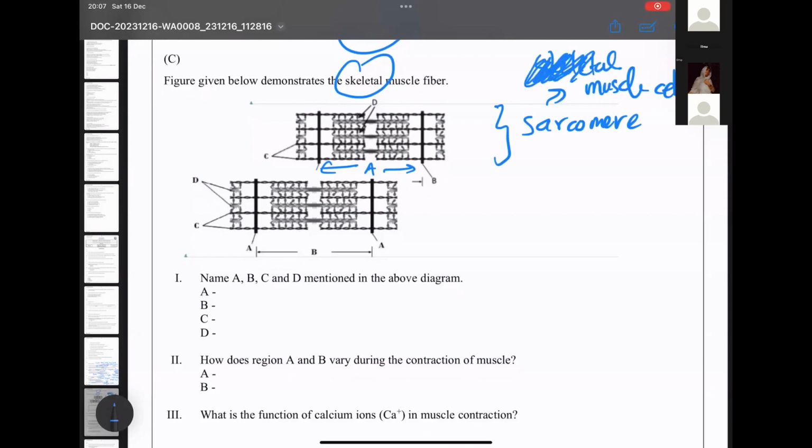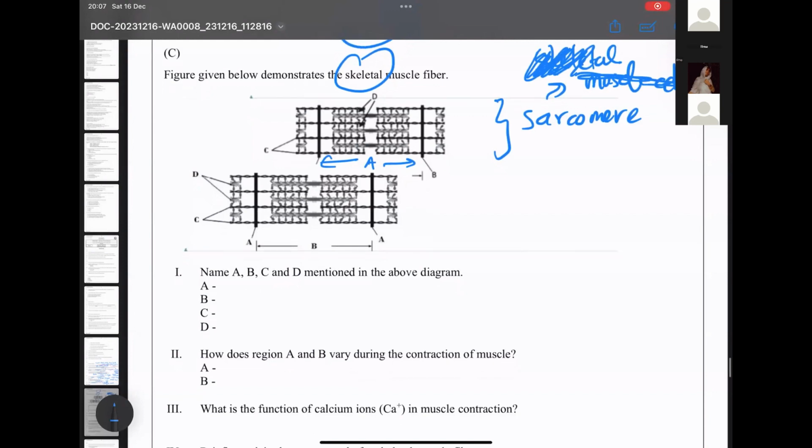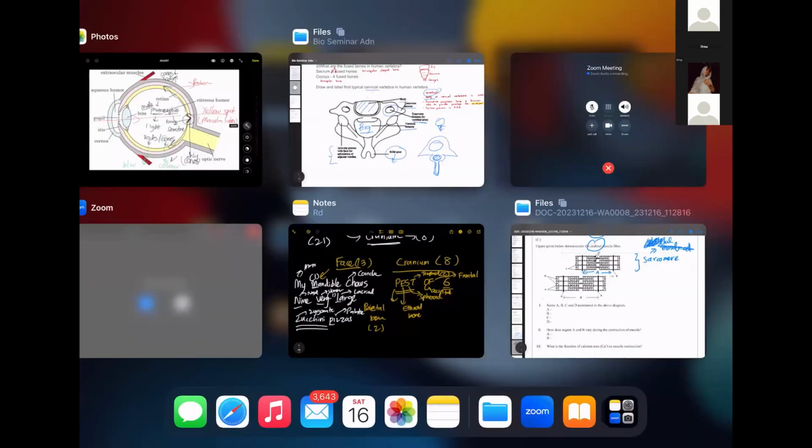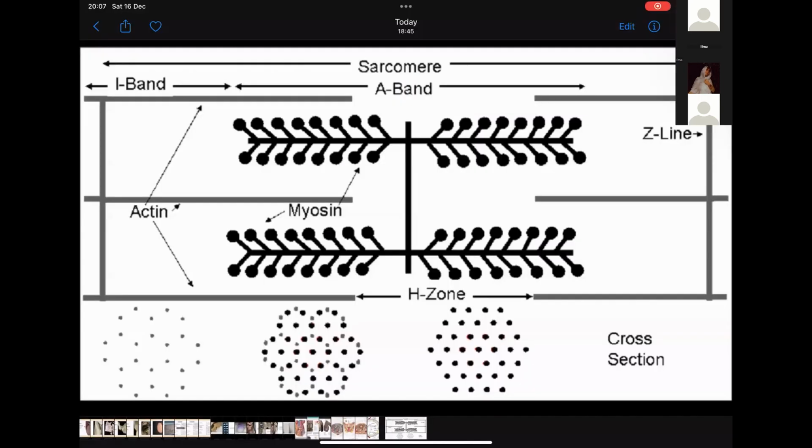Okay, so forget about that. So sarcomere. What are the parts of sarcomere? Again, that also you all know. I'll show you another picture. Yeah, so remember this, okay? So this is a sarcomere. Basically, can you see the screen? I hope y'all can see the screen. Okay, so this is a sarcomere.